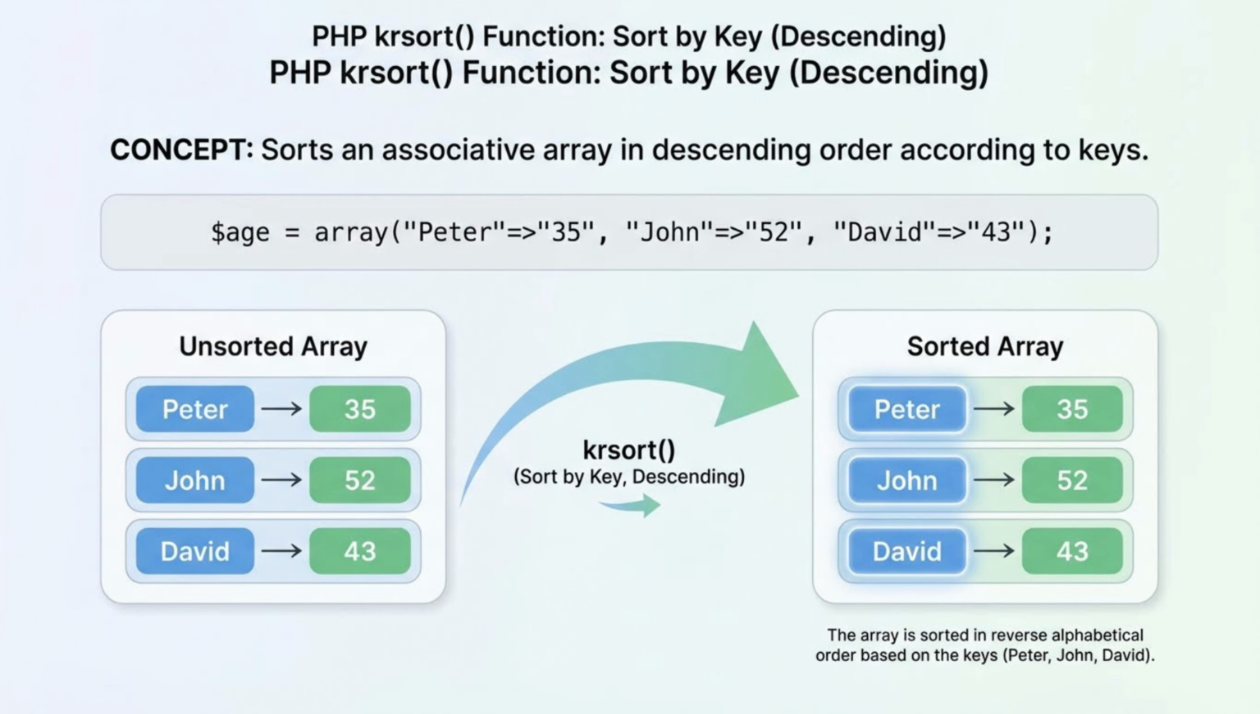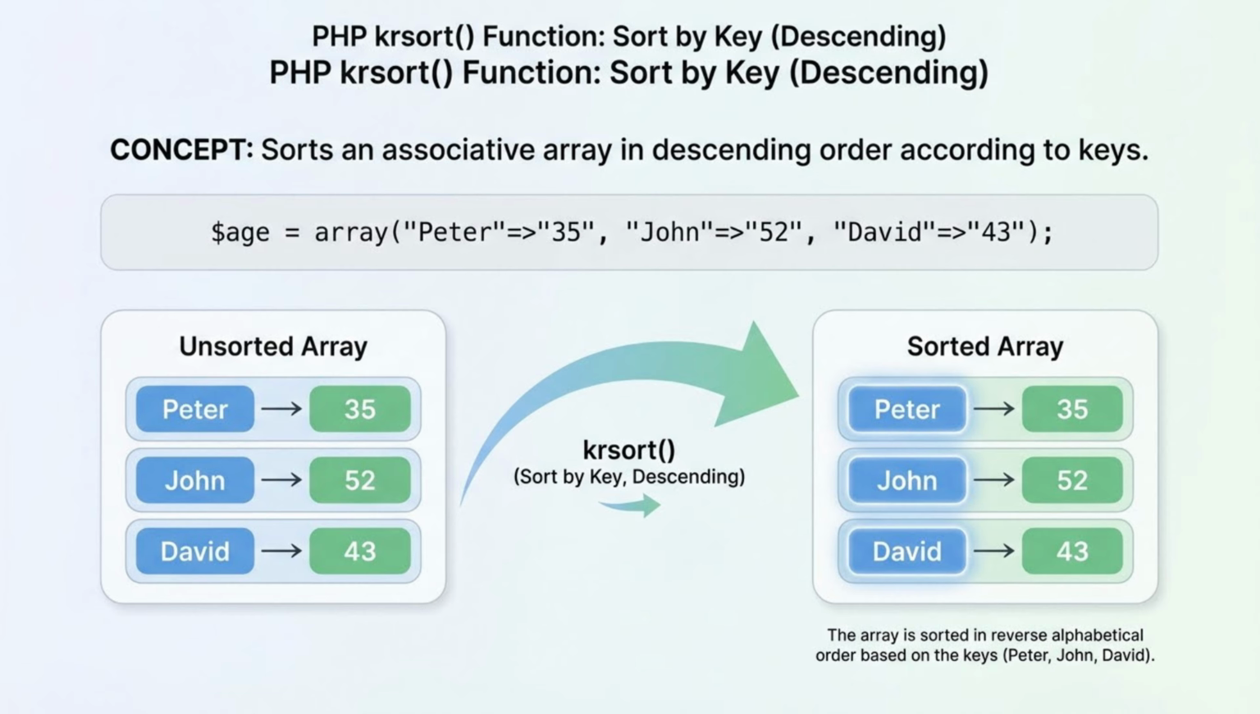In PHP, the krsort function is used when we want to sort an associative array based entirely on its keys, but in descending order, meaning from Z to A or from highest key value to lowest. Unlike functions such as rsort, which sort based on the values, krsort focuses specifically on rearranging the array according to the alphabetical or numerical order of the keys themselves. This makes the function extremely useful when the names, labels, or identifiers associated with each value are more important than the values during the sorting process.